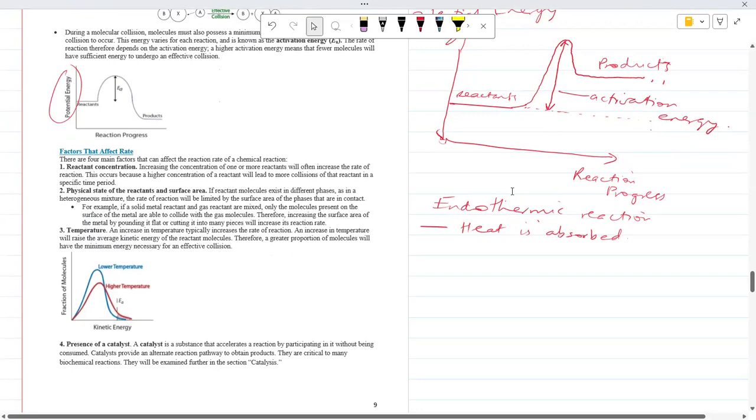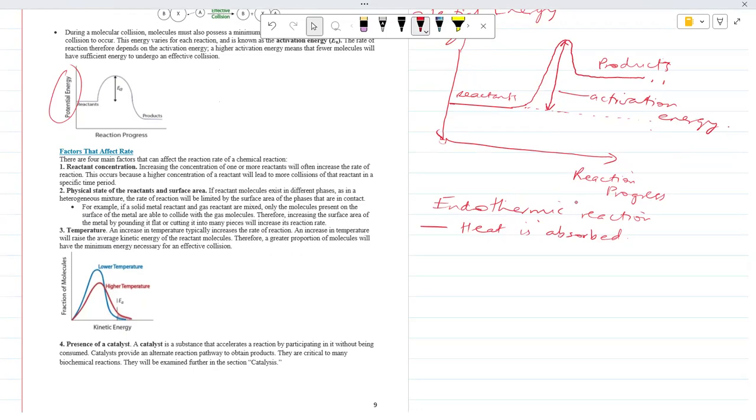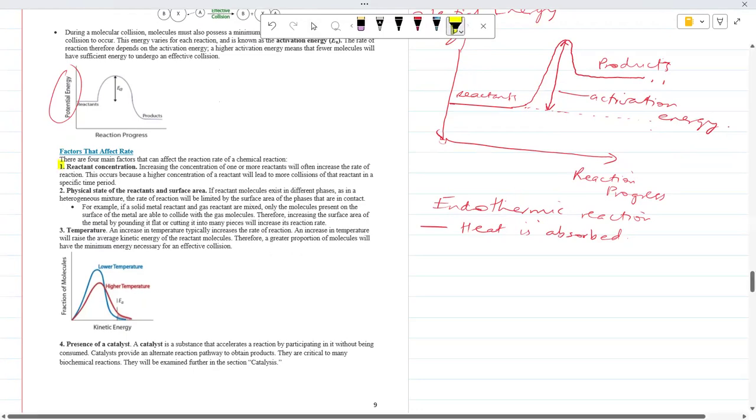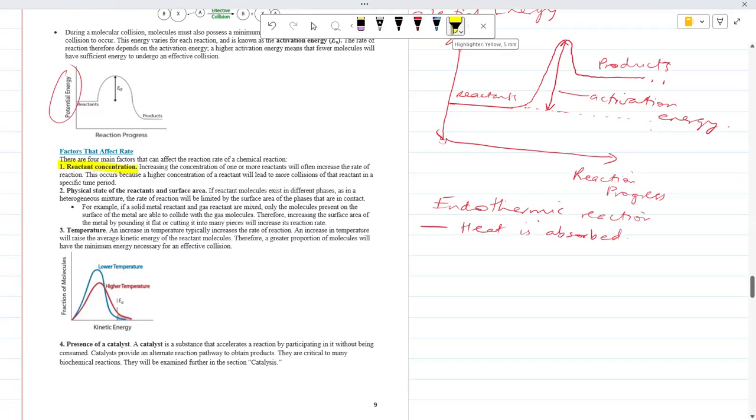Okay. Now, what are the factors that affect the rate of chemical reactions? Okay. There are four main factors that can affect the rate of chemical reactions. One, the reactant concentration is very important. Reactant concentration. Increasing the concentration of one or more reactants will often increase the rate of reaction.